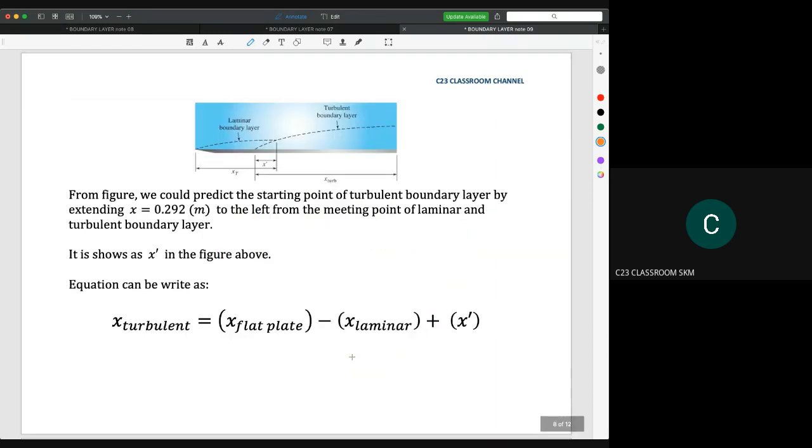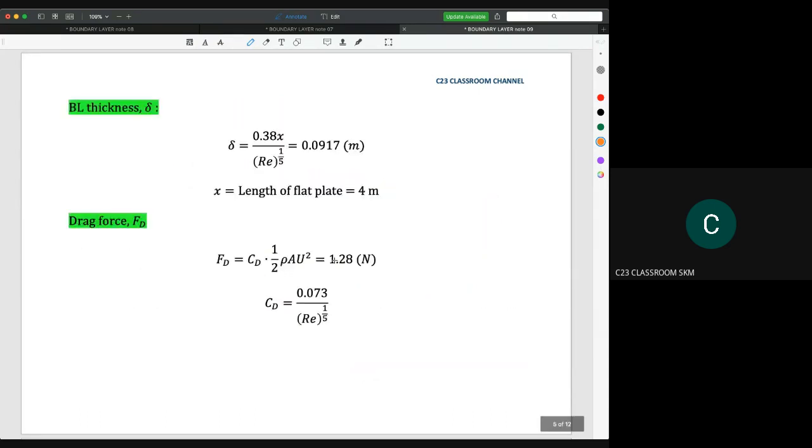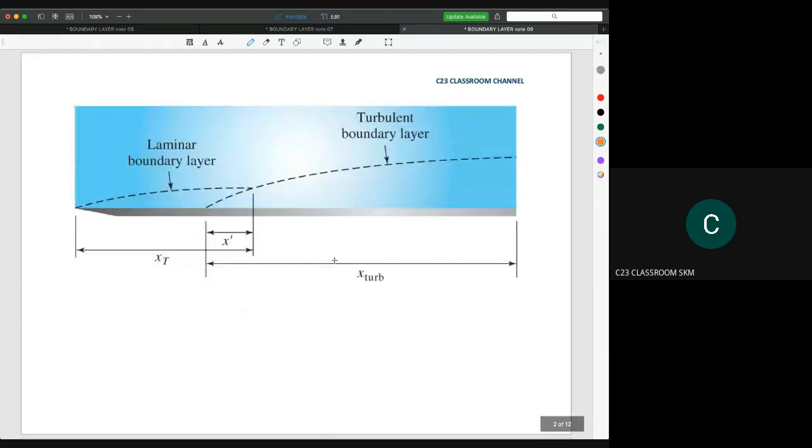The meaning is, we could see it like this. I think I'll use this page, it's better. We have the laminar boundary layer here, moving along. At the boundary, the length here is 1.4 meters. Last time we calculated it as 1.4. At this point, both boundary layers share the same thickness.